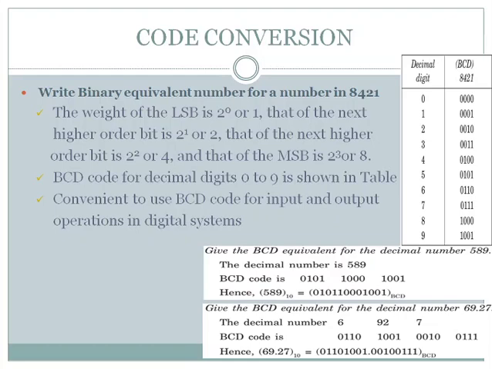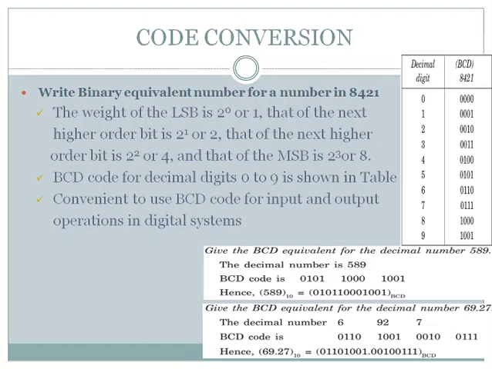Here we have 10 decimal digits, starting from 0 to 9: 0, 1, 2, 3 up to 9. Each decimal digit is represented by its 4-bit binary equivalent. That 4-bit binary equivalent is called the BCD code.